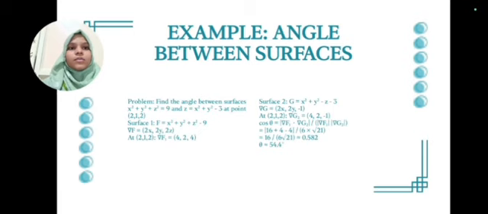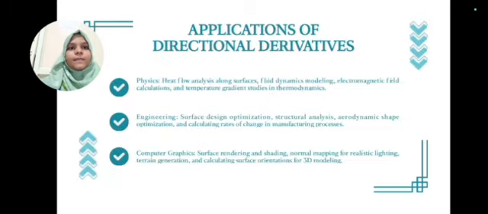Cos theta is equal to modulus of del F1 dot del G2 divided by modulus of del F1 into modulus of del G2. That is 16 plus 4 minus 4 divided by 6 into square root of 21. Here 16 divided by 6 root 21 is equal to 0.582. Theta is approximately 54.4 degrees.